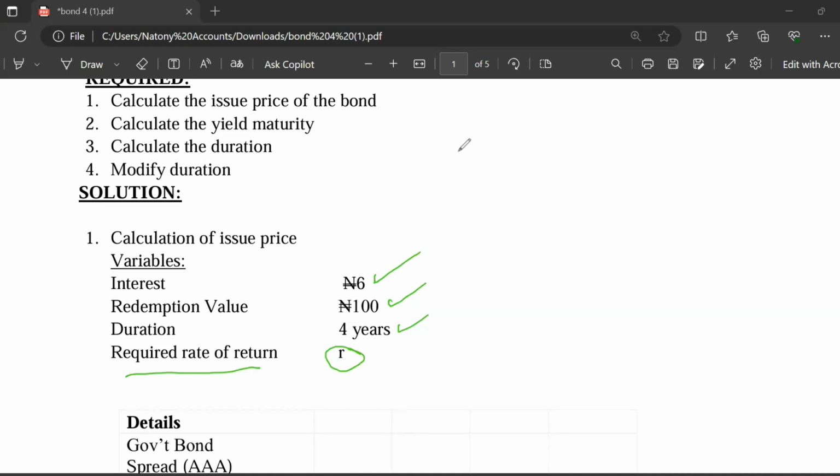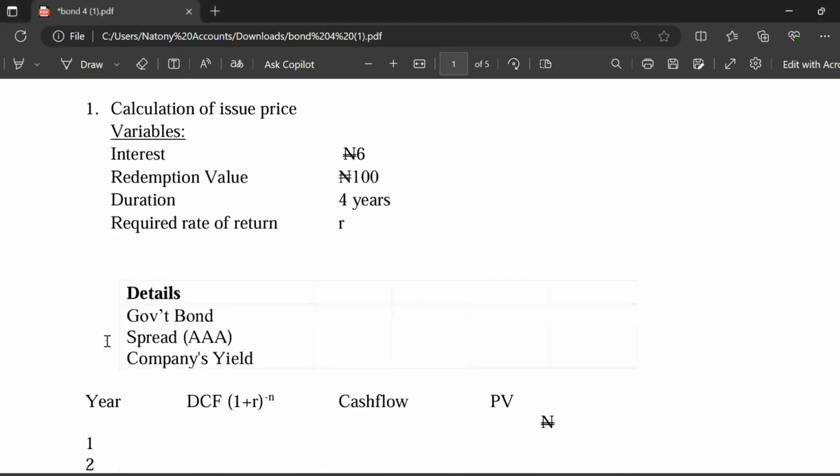The first thing you want to do is to adjust the government yield curve to arrive at the yield curve for Pathway PLC. So how am I going to do this? Let me put the years: year 1, year 2, year 3, and year 4. So what is the government's yield curve for year 1?